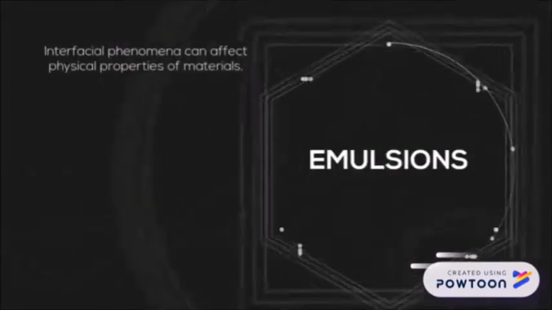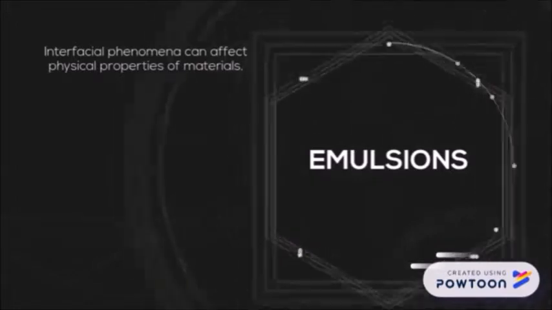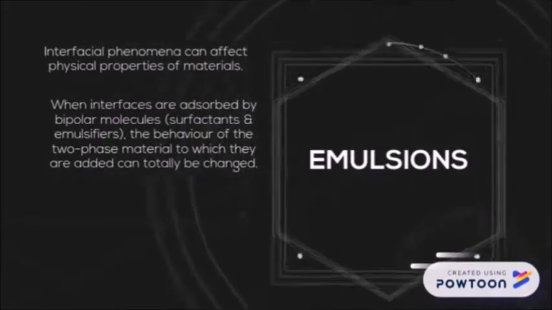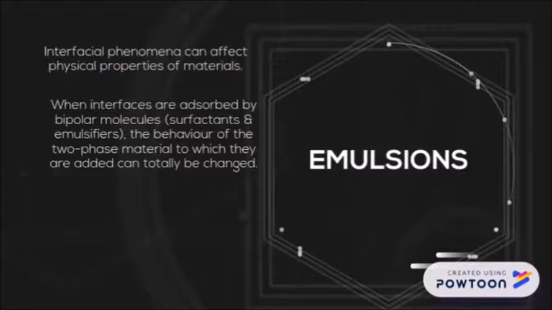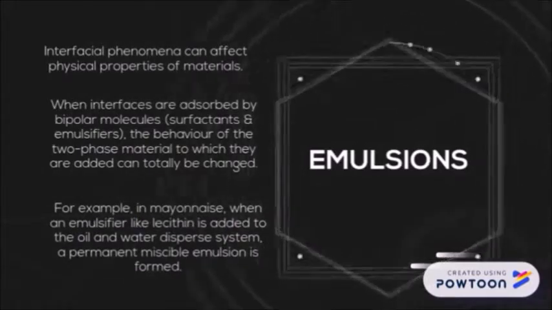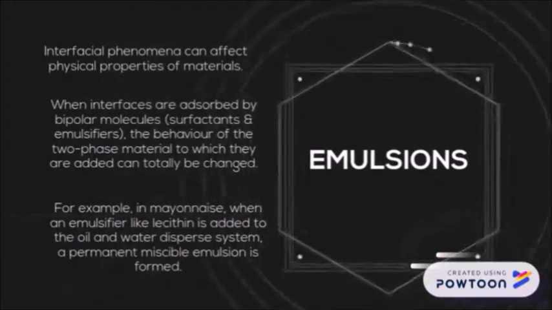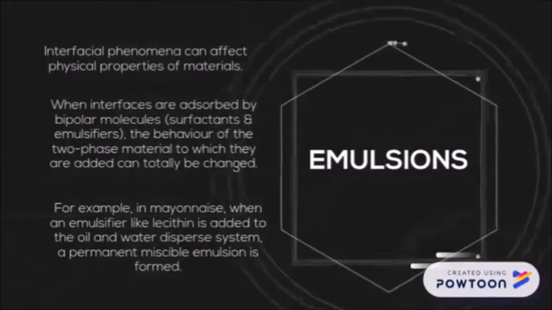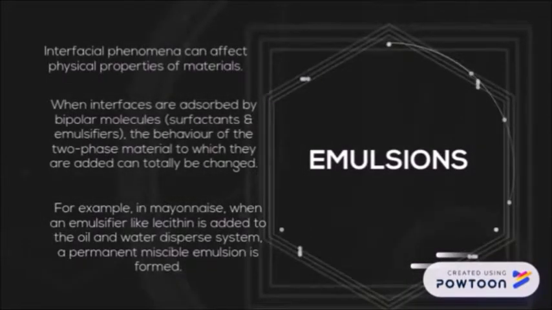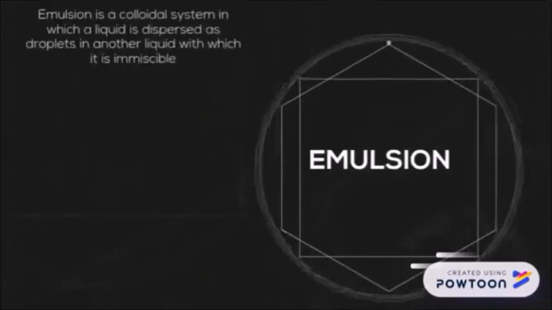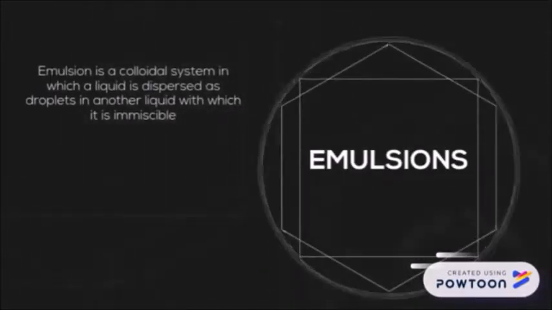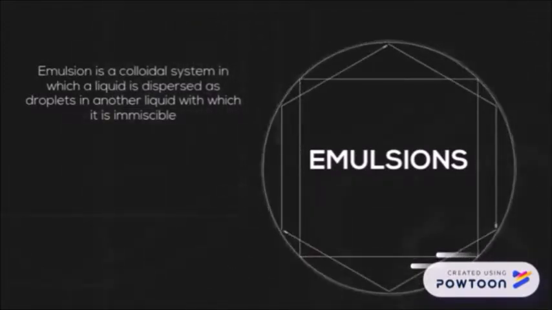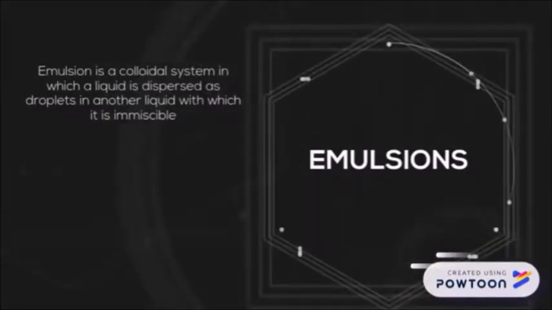Interfacial phenomena can affect the physical properties of materials. When interfaces are adsorbed by bipolar molecules, such as surfactants and emulsifiers, the behavior of the two-phase material to which they are added can be totally changed. For example, in mayonnaise, when an emulsifier like lecithin is added to the oil and water dispersed system, a permanent emulsion is formed. An emulsion is a colloidal system in which a liquid is dispersed as droplets in another liquid, with which it is immiscible.